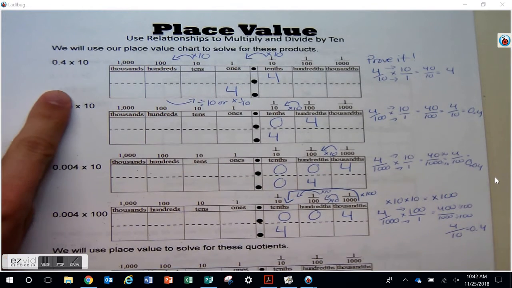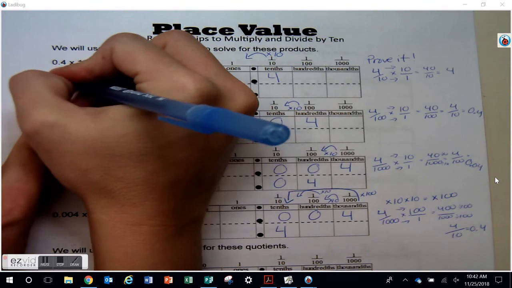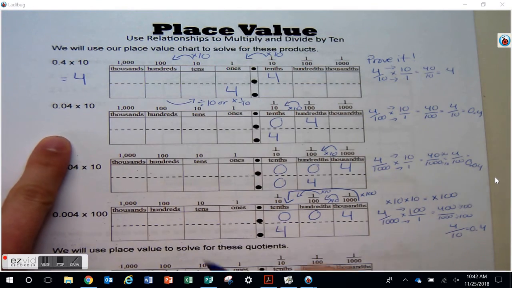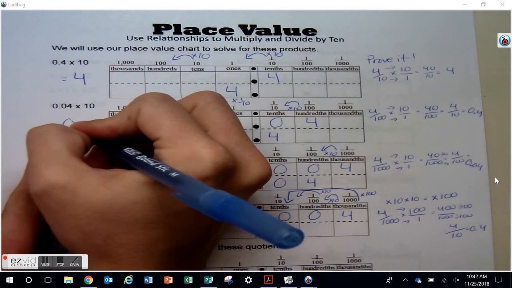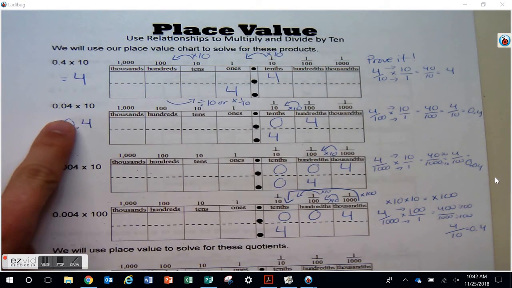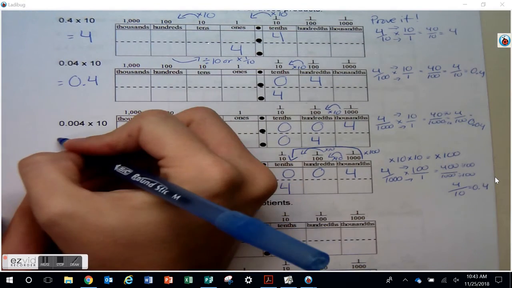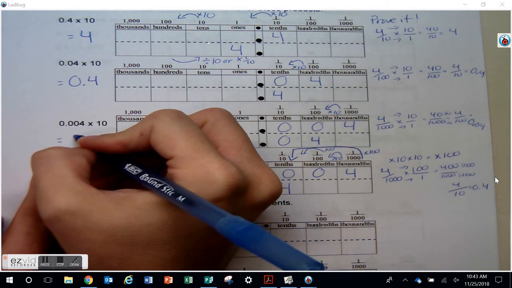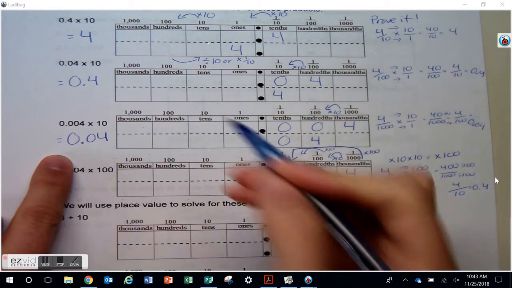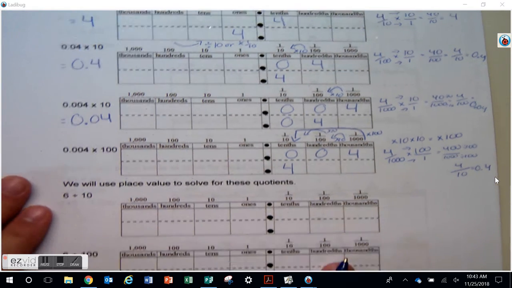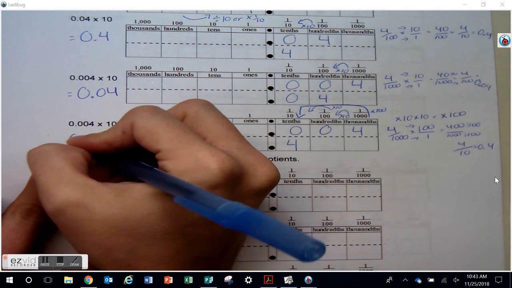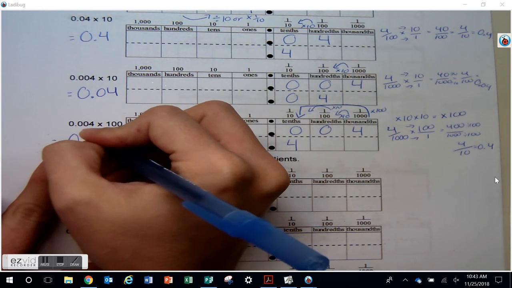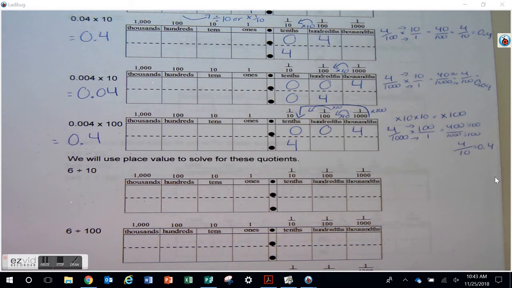So let's write this down. 4 tenths times 10 gave me 4. 4 hundredths times 10 gave me 4 tenths. 4 thousandths times 10 gave me 4 hundredths. And 4 thousandths times 100 gave me 4 tenths. Using our place value chart made it a lot easier for us to multiply by 10 and 100, those powers of 10.